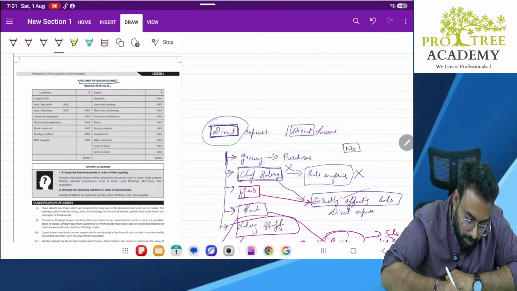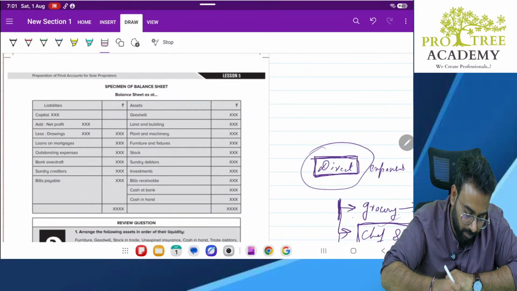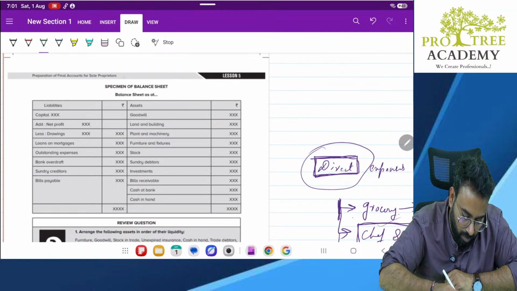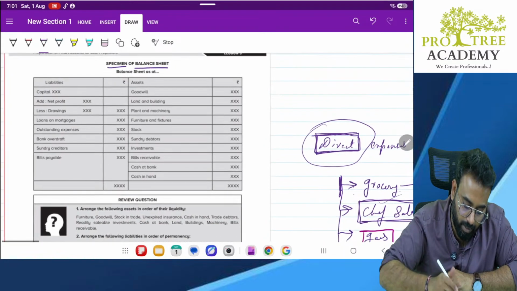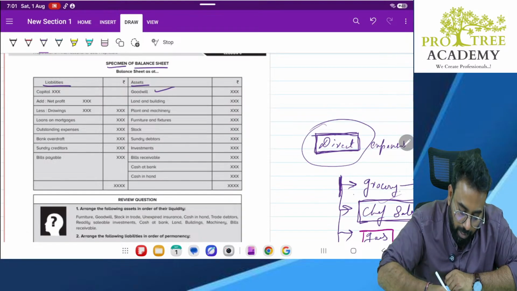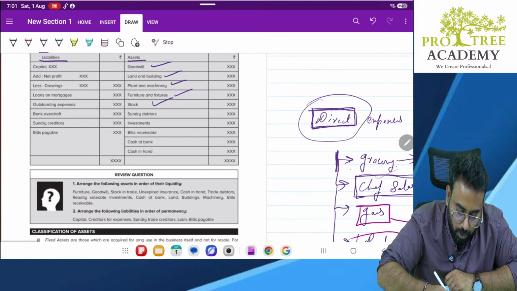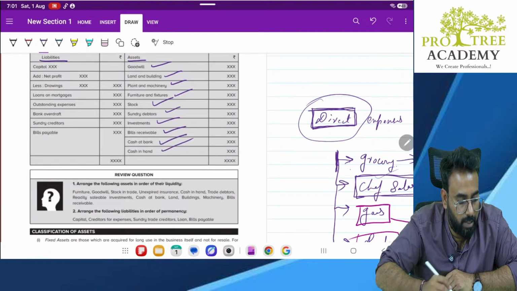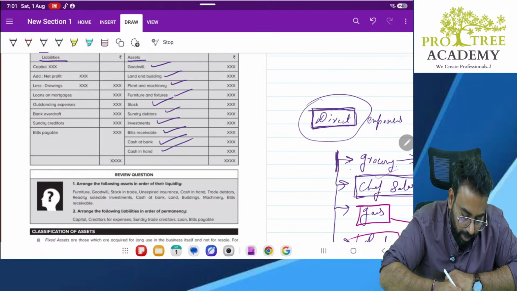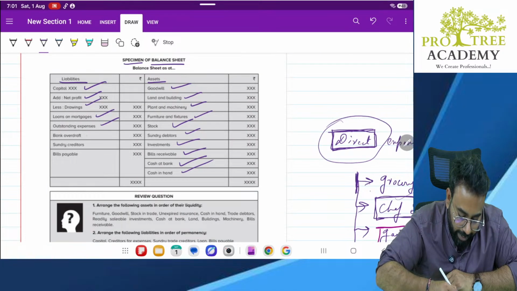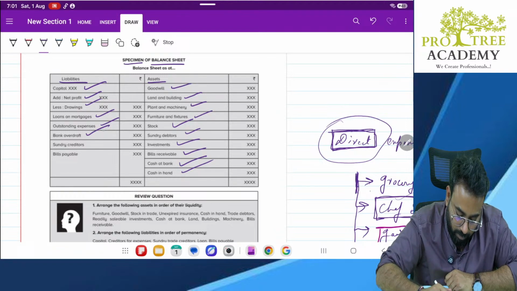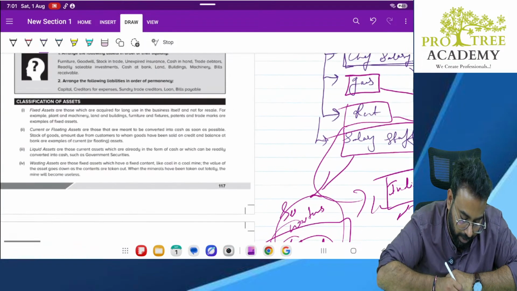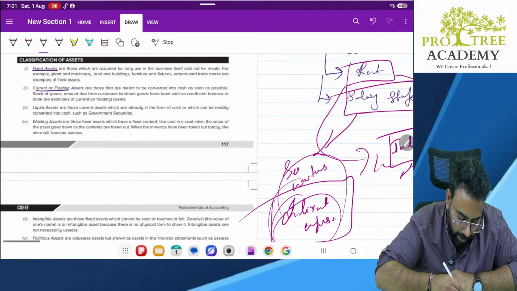Yes, sir. This is your specimen of balance sheet. Assets, liability, goodwill, land building, plant and machinery, furniture, fixtures, stock, sundry debtors, investment, bills receivable, cash at bank, cash in hand. Here, capital, net profit, drawings, loan, outstanding expenses, bank OD, sundry creditors, bills payable. Clear? So your classification is given here: fixed assets, current assets, liquid asset, wasting assets, intangible, fictitious.